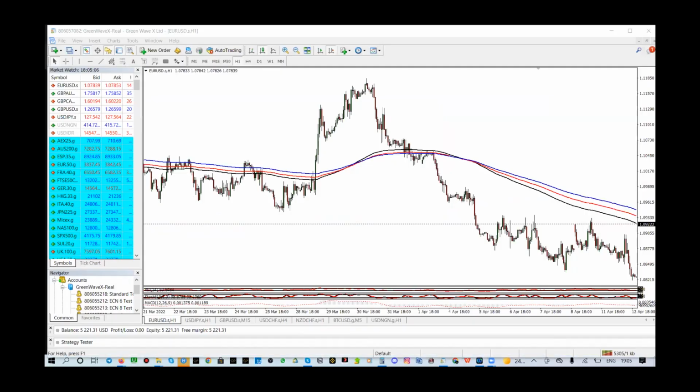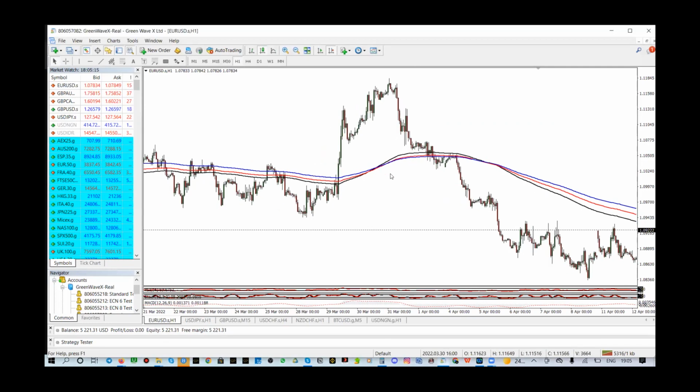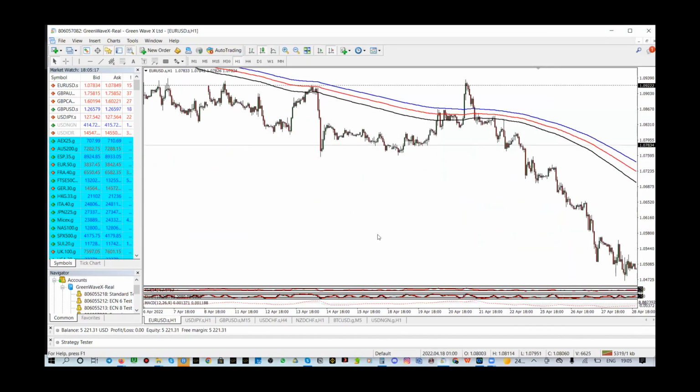So can we all see my MT4? I've switched to the MT4. I hope we can see my MT4. If you can see my MT4, please let me know. Drop a message for me, or let me know if you can't see it. Always let me know.